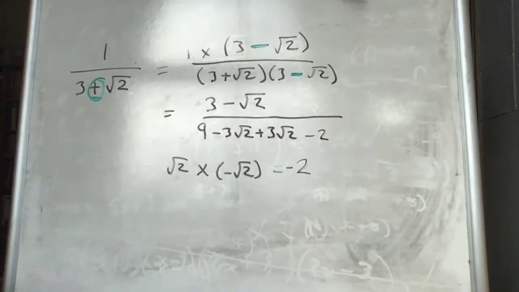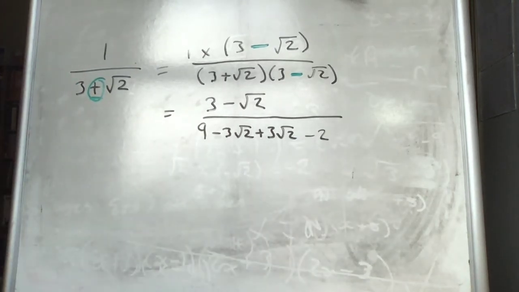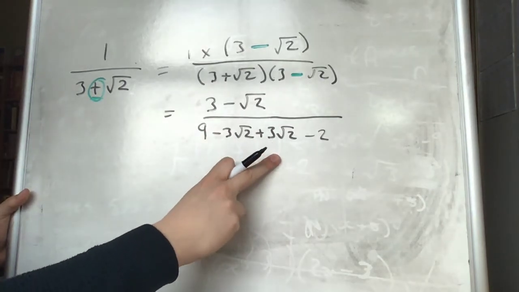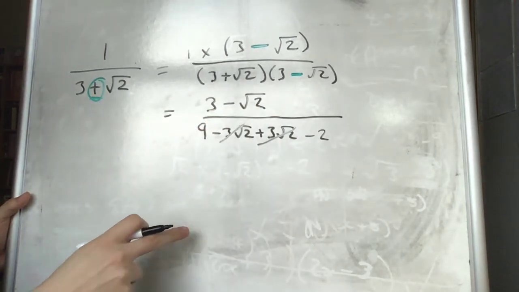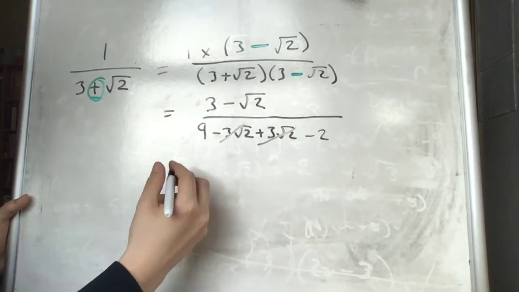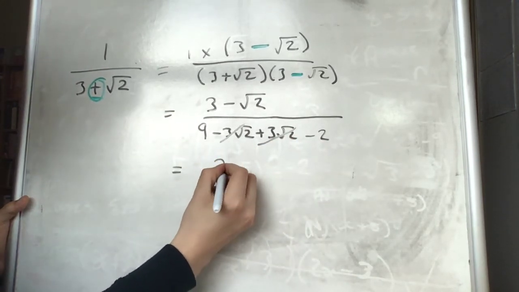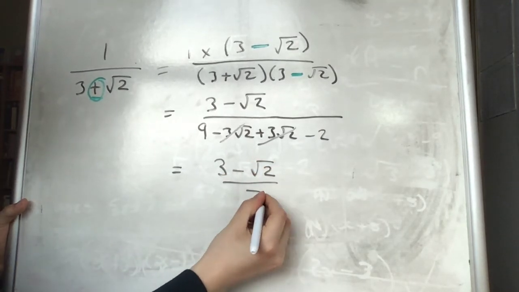Then we can simplify this down even further, and that is the whole point, because we're rationalising the denominator. We don't want any surds left in the denominator, and we can see that plus 3 square root 2 minus 3 square root 2 can just be cancelled out, and obviously 9 minus 2 is 7. So that gives us our answer of 3 minus the square root of 2 divided by 7.